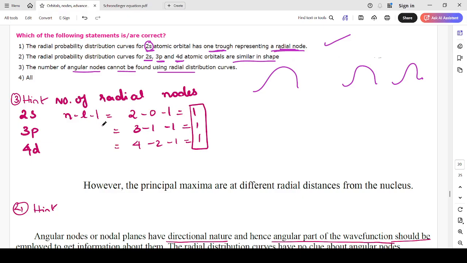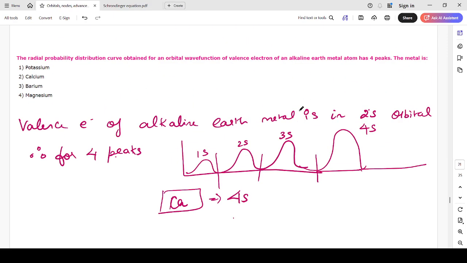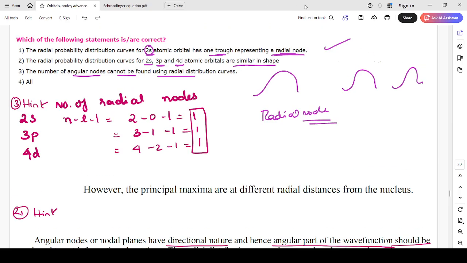Children, am I audible here? Yes, ma'am. The number of angular nodes cannot be found using the radial distribution curve. The radial distribution curve is only talking about the radial node here, isn't it? What's the answer for that question, ma'am? 1 and 2. This you can't find.